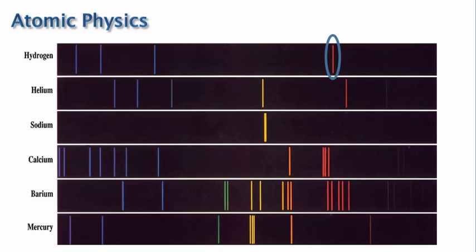The reason why each element has a different emission spectrum is because the discrete energy levels for each element are different. And that means that the differences in the energy levels are also different. And that in turn makes the frequencies of the emitted light different.